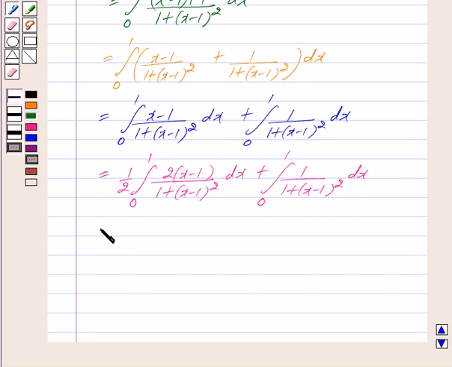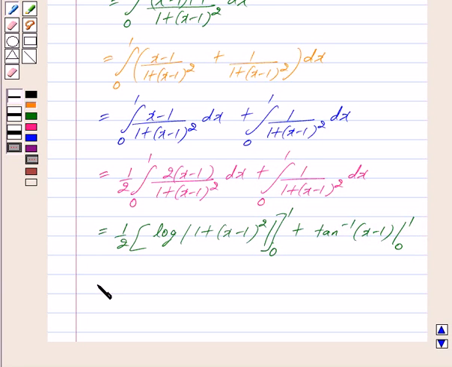And this is equal to 1 by 2 into, now the integral of 2 into x minus 1 upon 1 plus x minus 1 whole square is equal to log 1 plus x minus 1 whole square and the limit is from 0 to 1 plus, now the integral of 1 upon 1 plus x minus 1 whole square is equal to tan inverse x minus 1 and the limit is from 0 to 1.